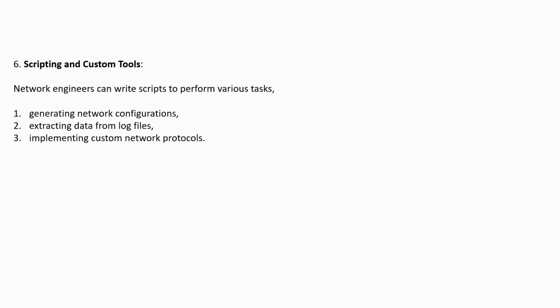Scripting and custom tools. Network engineers can write scripts to perform various tasks that include generating network configuration, extracting data from log files, and implementing custom network protocols. Seven is use Python to collect MAC addresses. Normally, as a network engineer, we come across situations where we have to add devices to the network. So what we can do with Python is ping the device remotely, and that ping will generate the MAC address. If you're looking for a central repository of the MAC addresses of all the network devices in your environment, you can use Python to collect them.